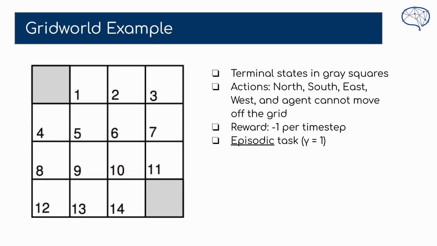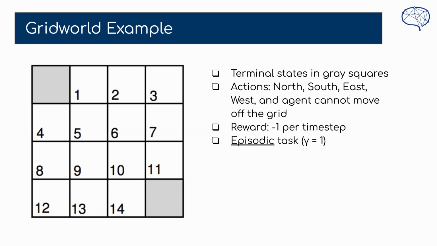So let's go over an example of this. We're in a new grid world, and these gray squares are your terminal states. Until you reach there, you get a reward of -1 per time step. And this is an episodic task, so let's assume our discount factor is 1.